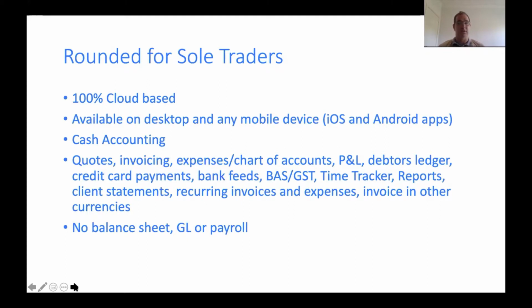So we focus on quoting and invoicing. We call a chart of accounts an expense report. We produce a P&L. Our debtors ledger is called a list of overdue invoices. We offer credit card payments and connection to over 170 banks and financial institutions. We can offer automatic tracking of GST and creation of activity statements. We have a time tracker, multiple other reports, client statements, recurring invoices, and automated reminders. The list of features is quite long.